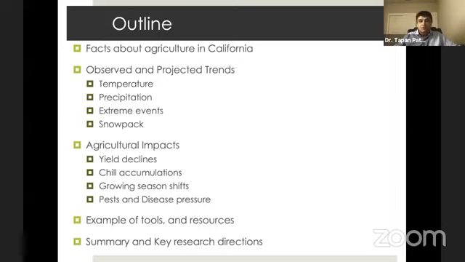And there are some research directions, although that's not a very comprehensive list. These are some of the things that we need a little bit more research on, and this is all specific to climate change research in agriculture.